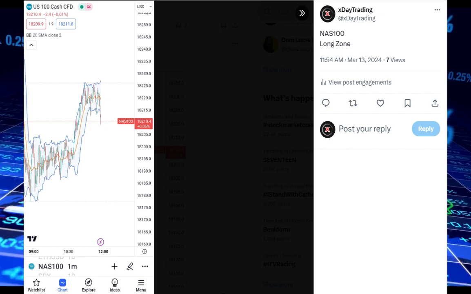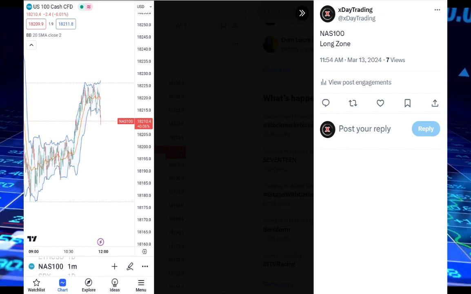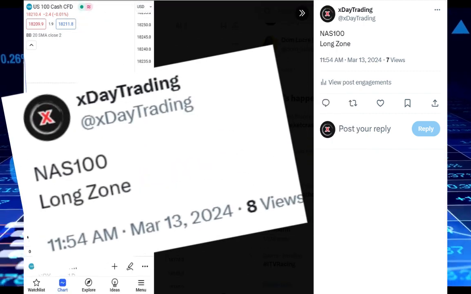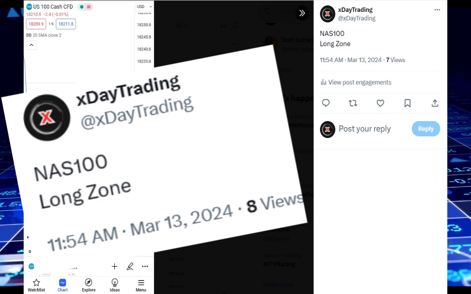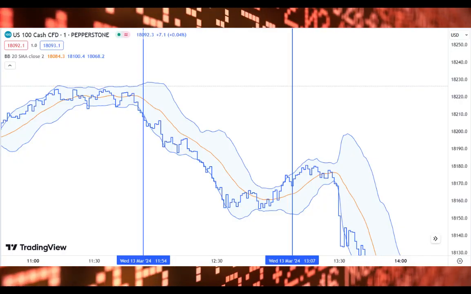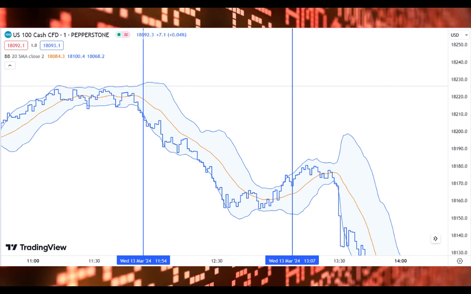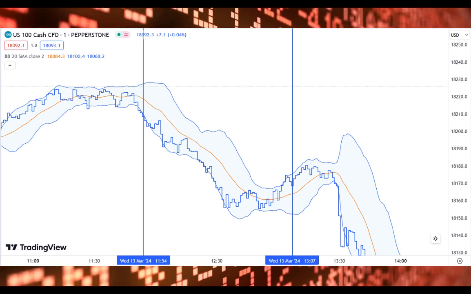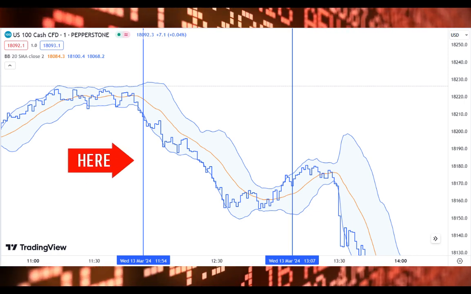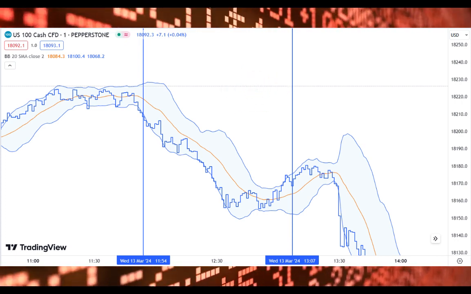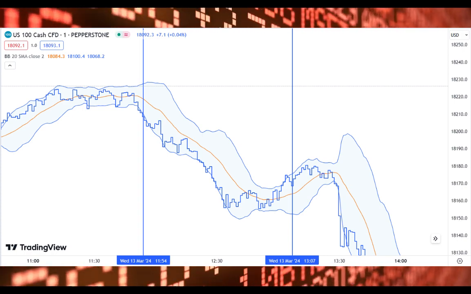So two signals I posted today, and let's have a look at the first one that I posted here at 11:54 a.m. UK time. I posted a long zone here, as you can see on X, and then let's jump straight into TradingView a few moments later. As you can see, the time I posted this was 11:54 on X. I put a first blue line here so you can see it, and a second blue line here, and this is for the second post that I put up for a short, but we'll get into that a little bit later.